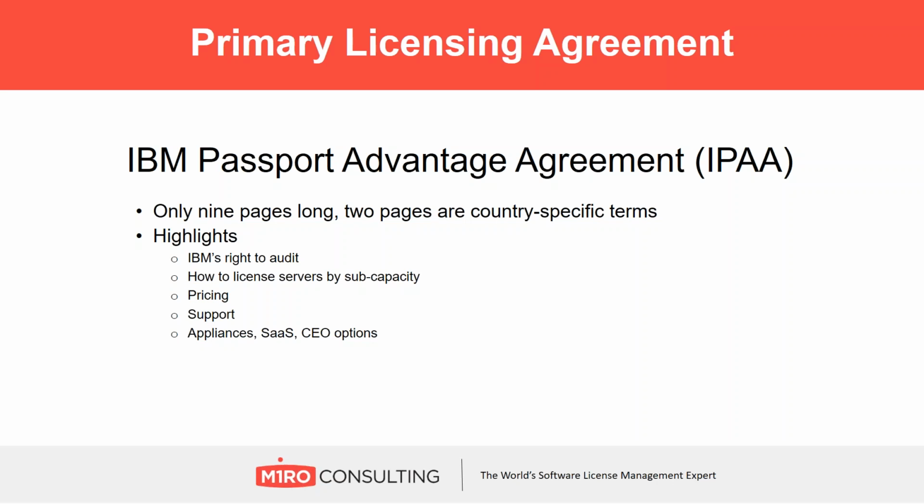And there's also some information in there with appliances and software as a service and the complete enterprise options within the Passport Advantage Agreement. It's only 9 pages long, and 2 pages are country-specific rules, so it's not terribly onerous to read that.